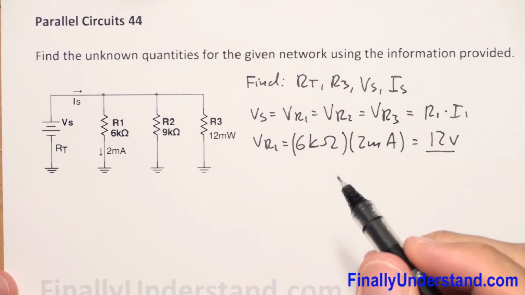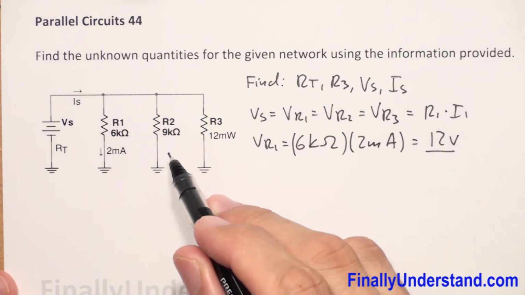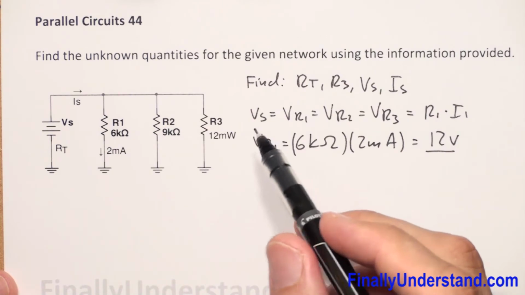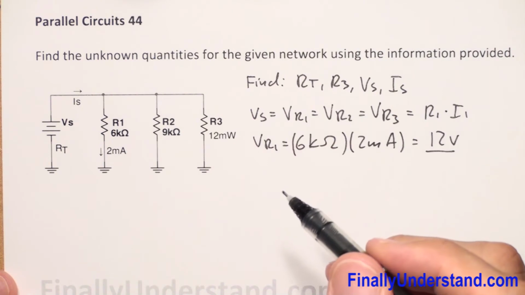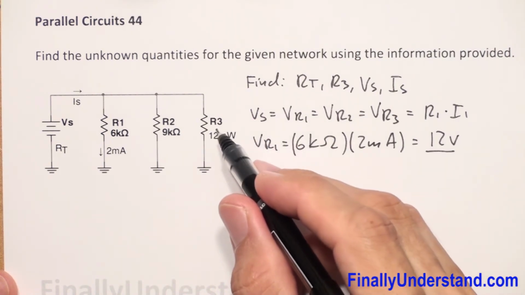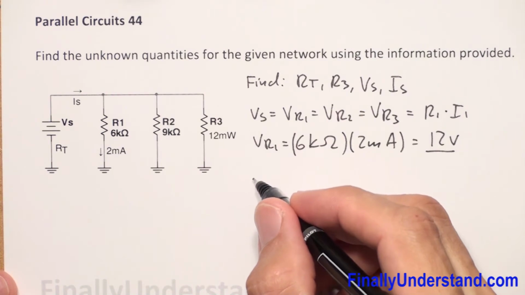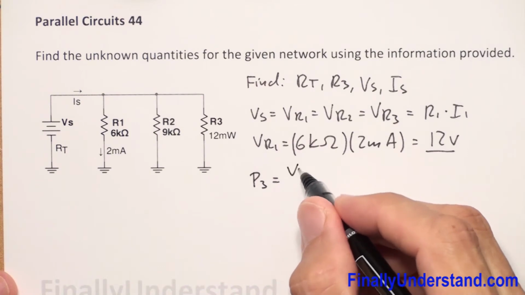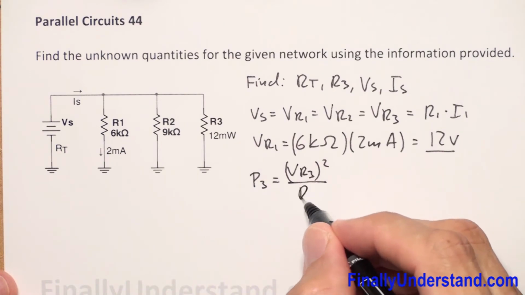Next, I can find the current which goes through resistor R2, okay? Or I can find the resistance R3. Let's see what is better for us to find. I believe it's better for us to find R3. Why? Let me show you. We have the formula for power which says P3 is equal to VR3 to the second power over R3.